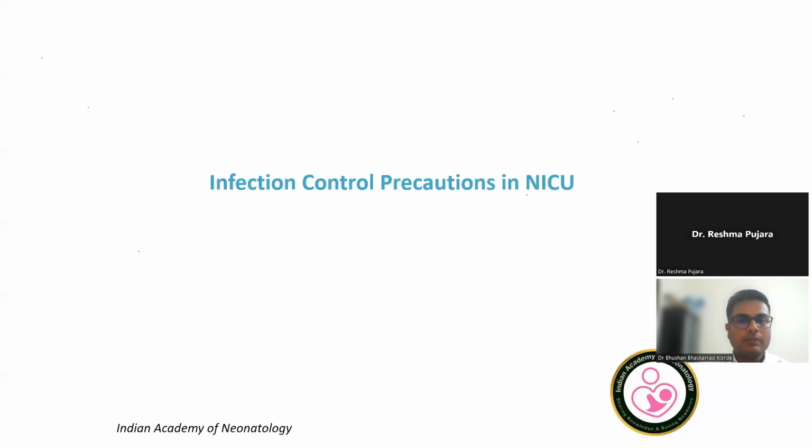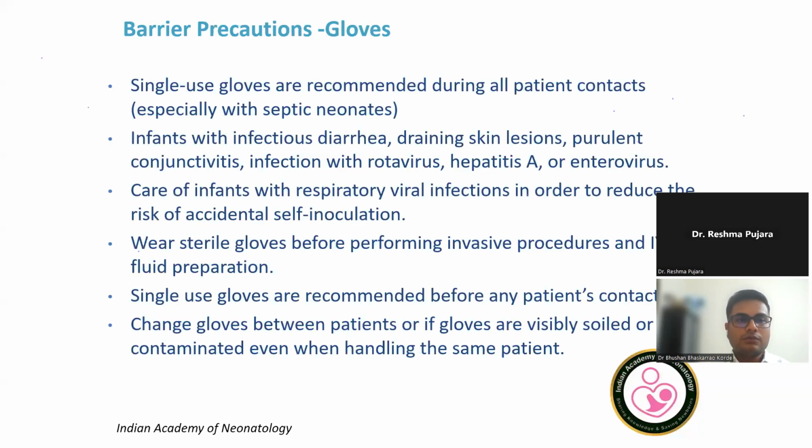So, what are the infection control precautions in NICU? Barrier method: always use single-use gloves, which are recommended during all patient contact, especially with septic neonates. Then, for infants with infectious diarrhea, draining skin lesions, purulent conjunctivitis, infection with rotavirus, hepatitis A, enterovirus, and care of infants with respiratory viral infections, to reduce accidental self-inoculation. Also, wear sterile gloves before performing invasive procedures and fluid preparation. Single-use gloves should be used and should be changed if you are taking care of another patient.